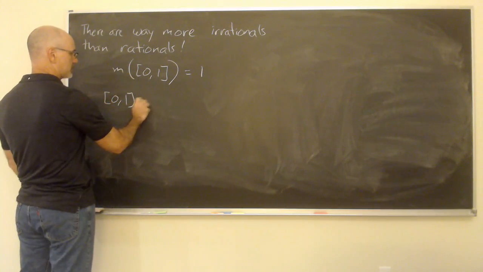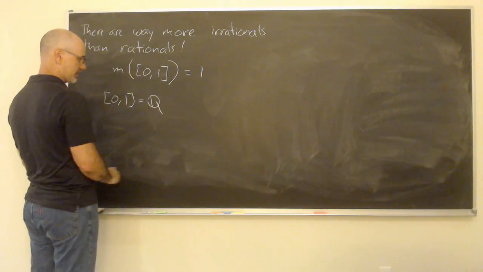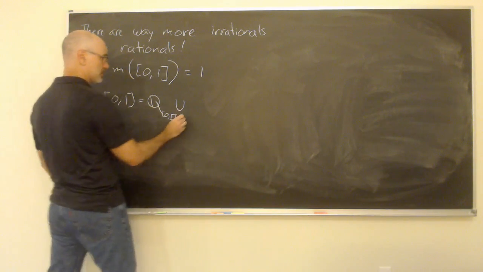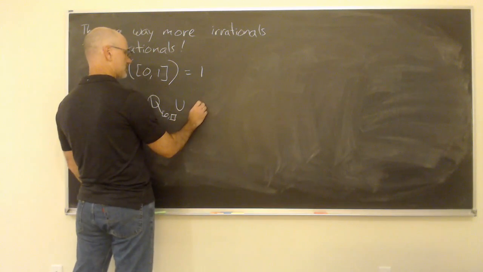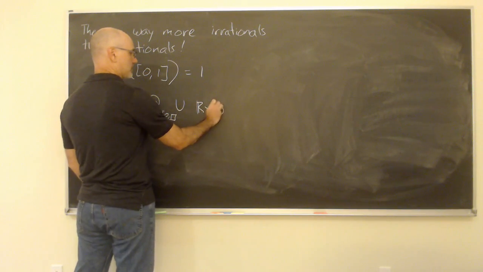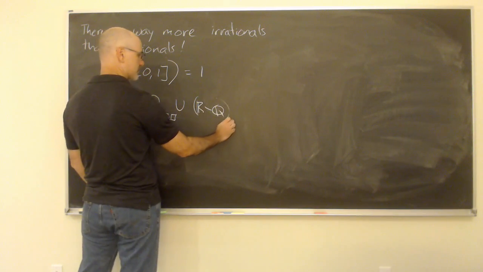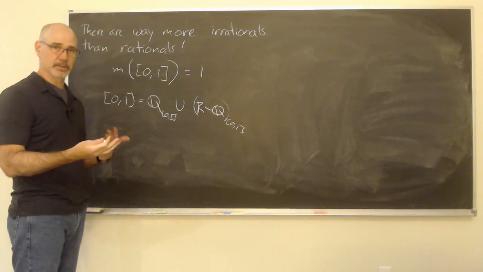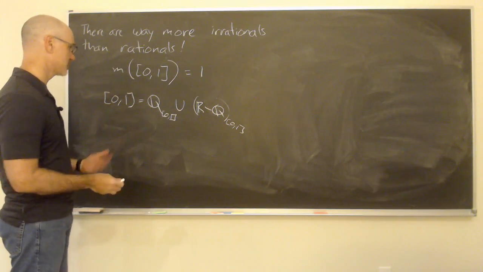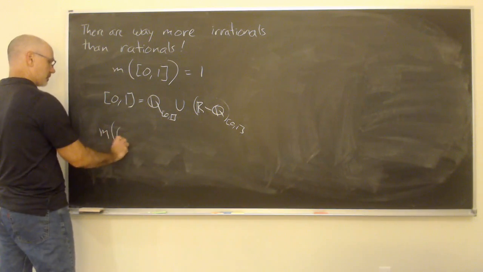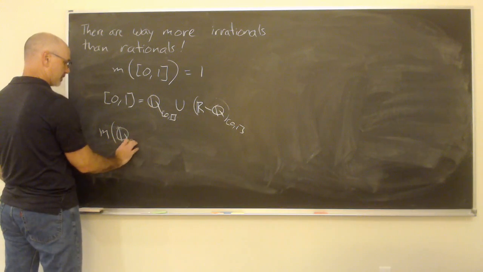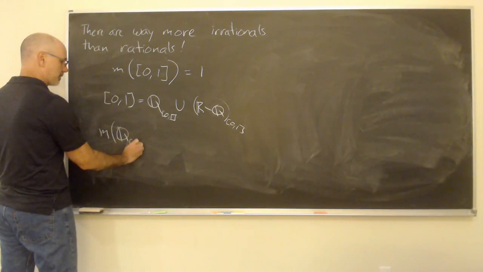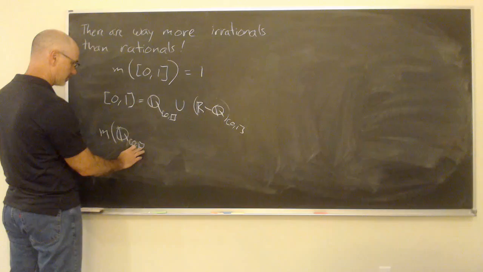interval 0 to 1 is made up of the rational numbers in 0, 1 together, or union, with the irrationals between 0 and 1. So all the real numbers that aren't rationals. And these sets are disjoint, right? Numbers are either irrational or rational. And so what that means is the measure of the rationals, or if you want to think of it as the length of the rationals, it's a little weird to think of it that way, but that's how we usually understand measure on the real line.